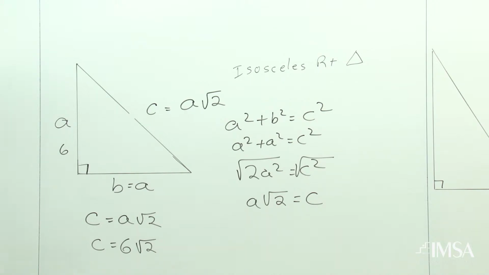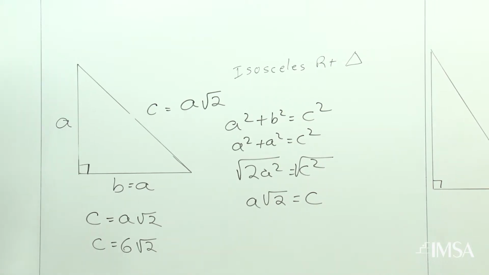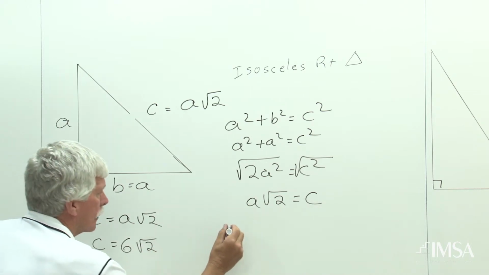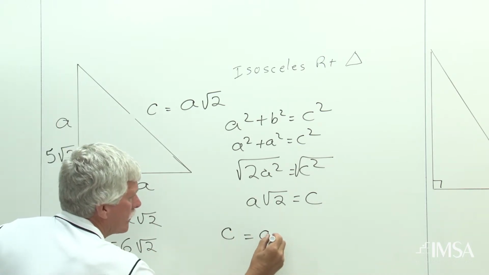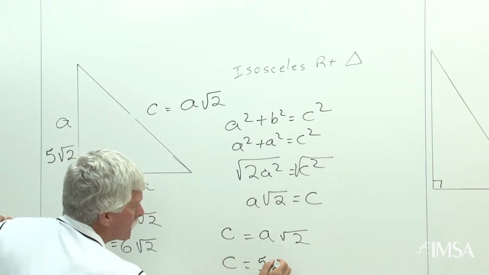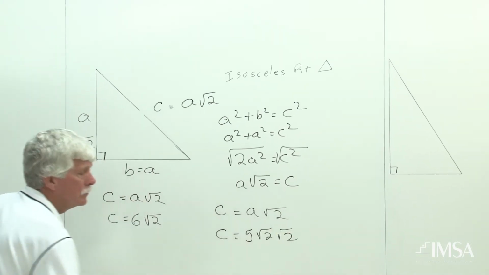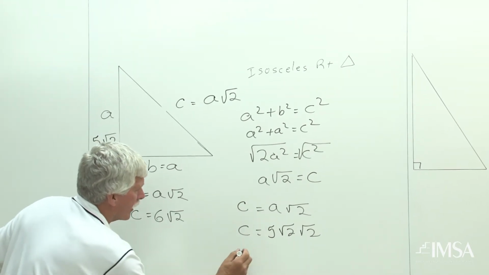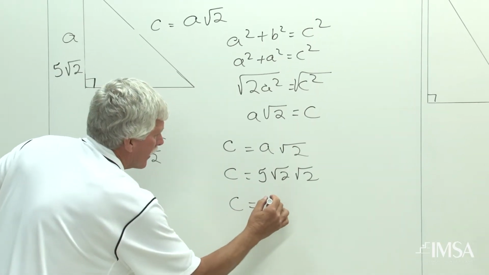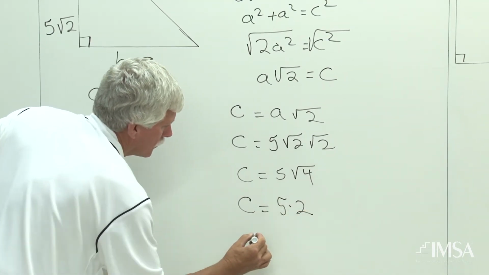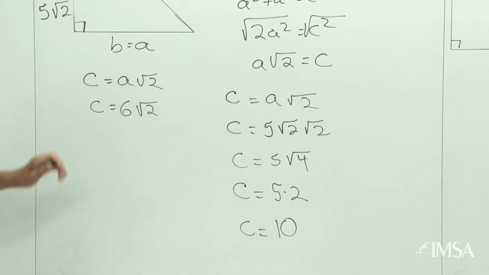Okay, what happens if we have a different size? I'm going to erase this one. And let's say a is 5 times the square root of 2. Well, what happens? We substitute in. C is equal to a times the square root of 2. We go with 5 times the square root of 2 times the square root of 2. We go, uh-oh, what's that? Well, we continue to multiply this out. We have 5 times the square root of 4. C is 5 times 2. C is 10. Simple enough.